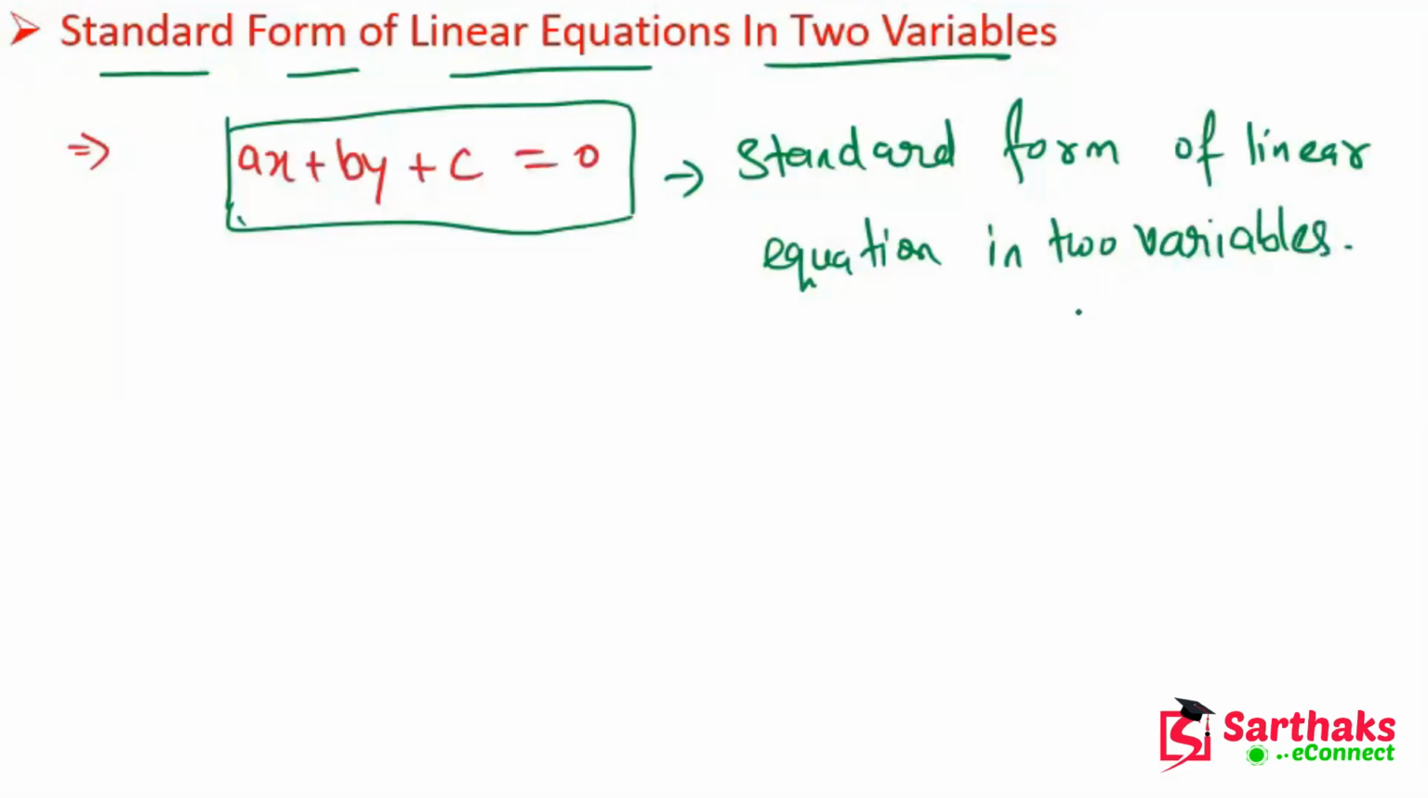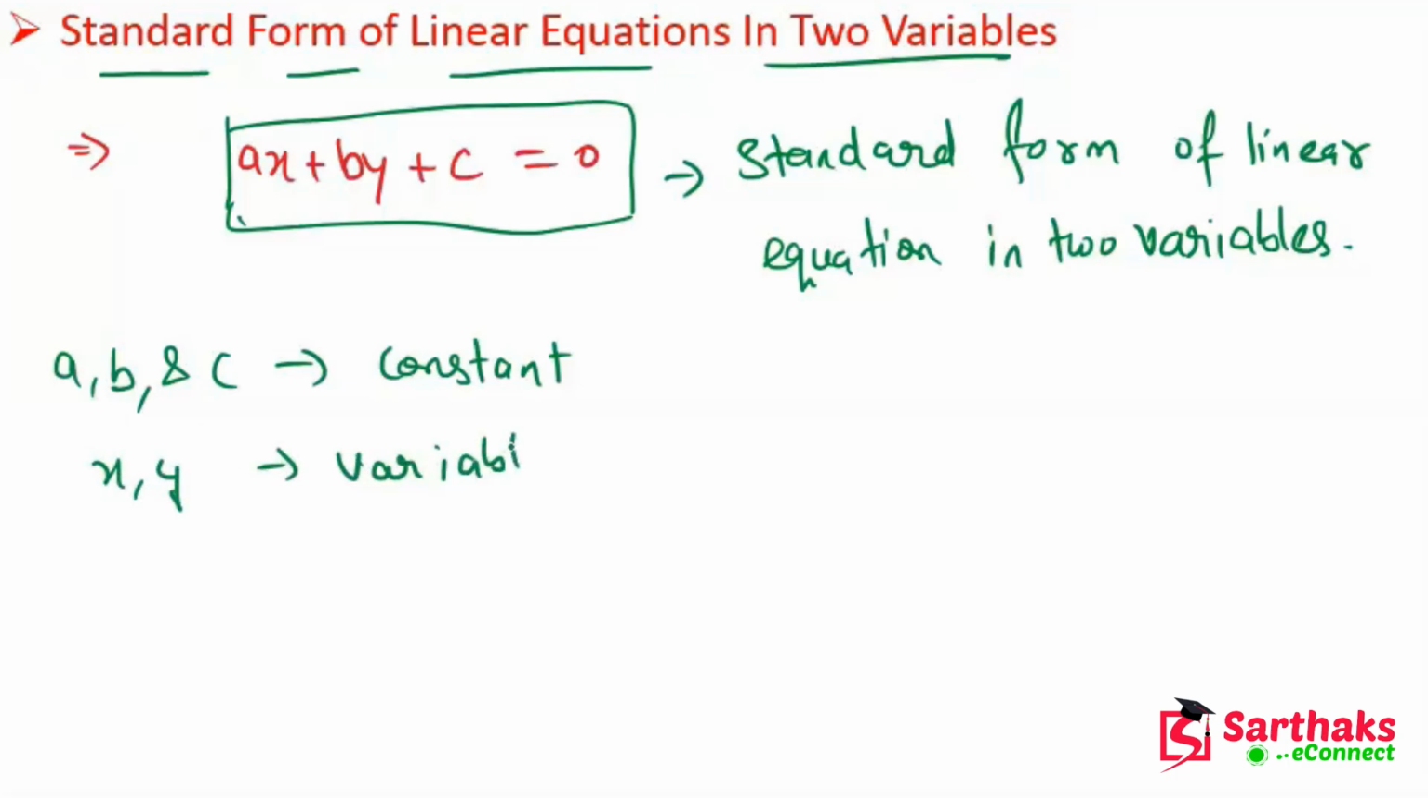I hope you understand these things. So what is a linear equation in two variables? ax plus by plus c is equal to 0. Here a, b and c are constants, and x and y are variables. The most important condition is that a and b, both constants, should not be equal to 0. Understand, my dear friends? So this is the concept of linear equation in two variables.